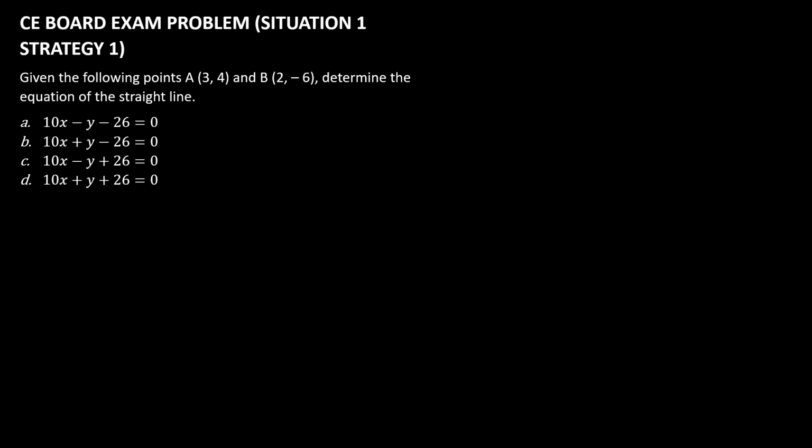And now, still using the same CE board exam problem, situation 1, now we have our third strategy. Allow me to read the problem again. Given the following points A (3, 4) and B (2, -6), we have to determine the equation of the straight line. A, 10x minus y minus 26 equals 0. B, 10x plus y minus 26 equals 0. C, 10x minus y plus 26 equals 0. And D, 10x plus y plus 26 equals 0.